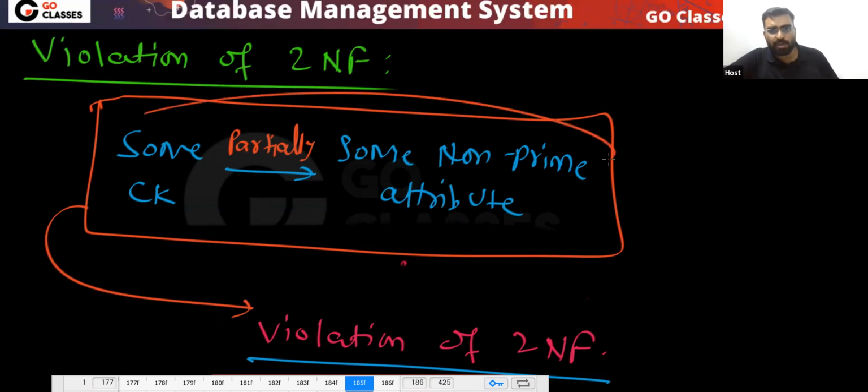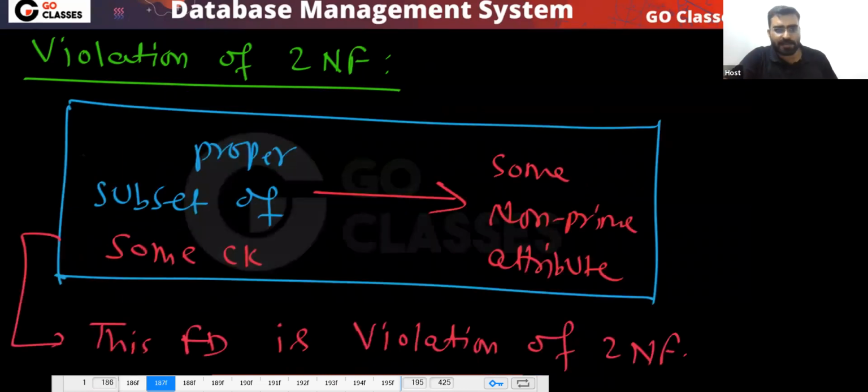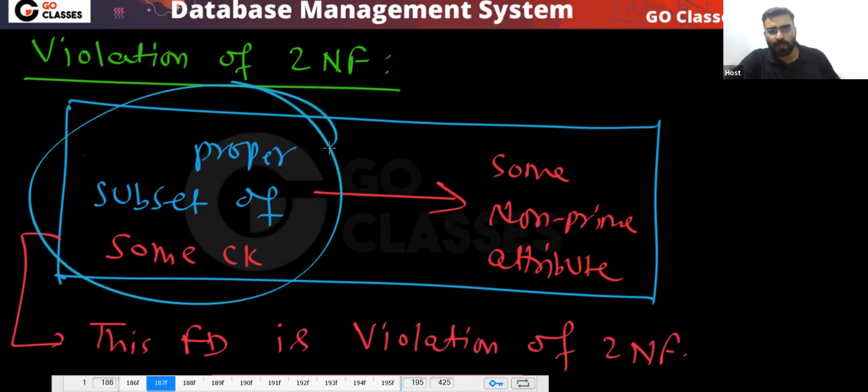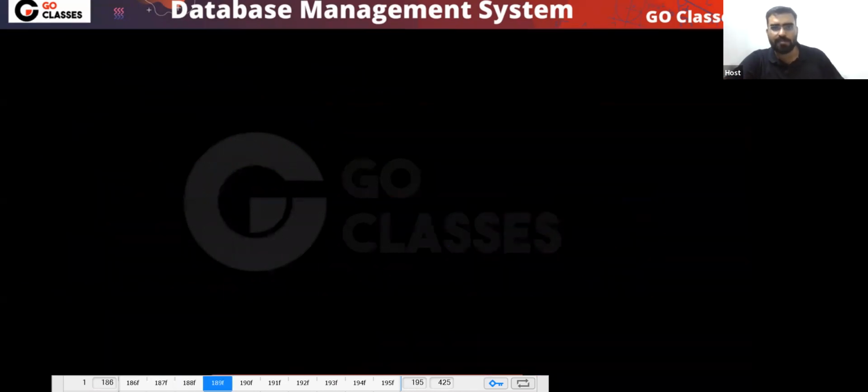Now, I can also write this in another way. I can remove this word and say that a proper subset of some candidate key determines some non-prime attribute. Is this clear? Then the violation of 2NF will happen.